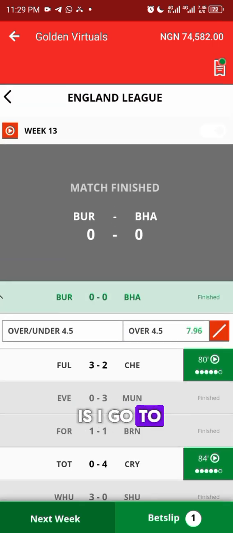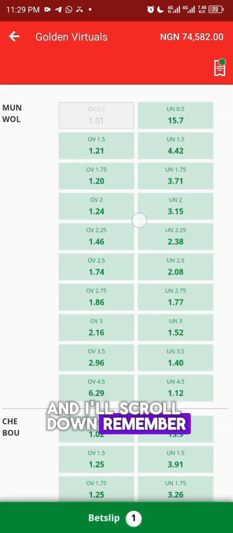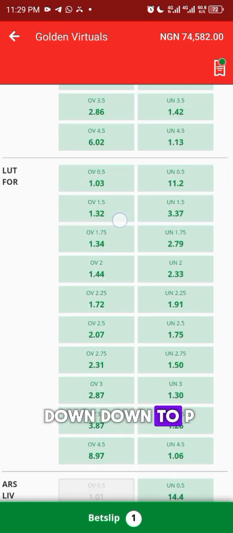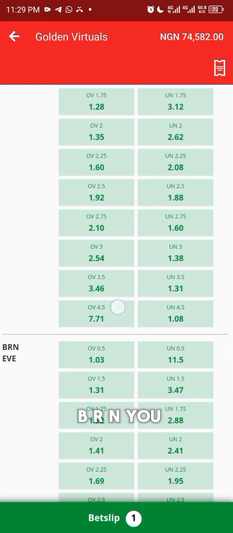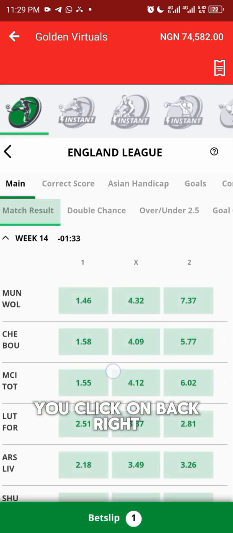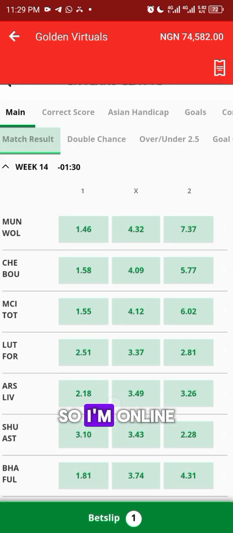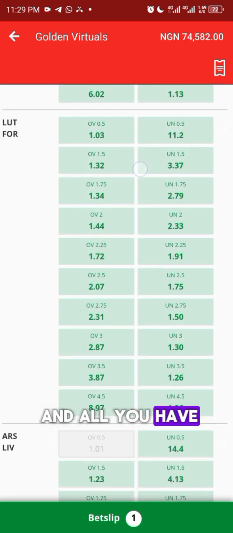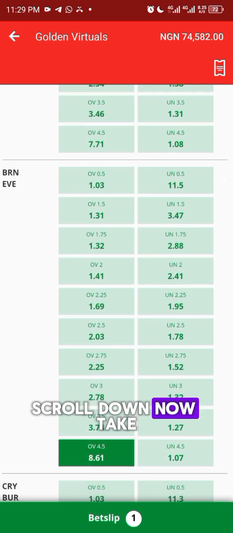So what I'll do is I go to next week, right, and I'll scroll down. Remember, you still have to be in goals for you to see all these options, and then you scroll down to BRN again. And when you see BRN, you click on, that's a mistake. I'm going to click on back, right? So I'm no more in goals now, to click on goals to see those goals here. To see your over 4.5 and all, you have to come back here, scroll down.